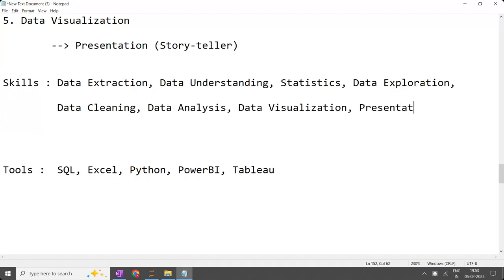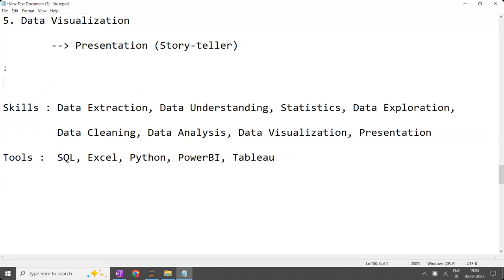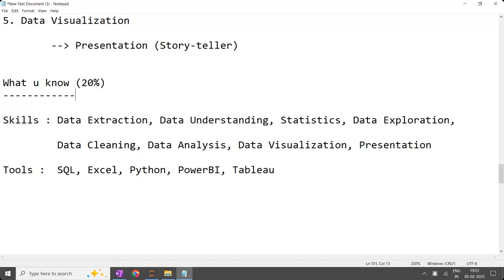So these are all the skills which you have to mention in the resume, and you are going to explain them. These are the skills and the tools which you are familiar with, what you know. This has 20% weightage in your resume.